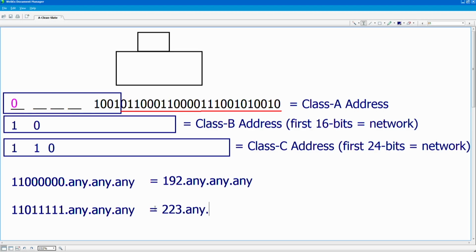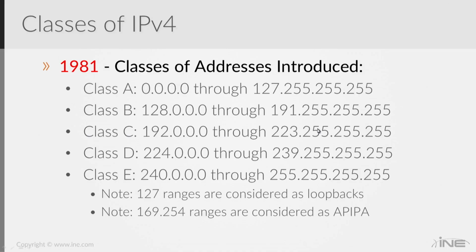And 223 dot anything. So this is your full range of class C networks. Anything that starts out with 110 in binary, or in dotted decimal, anything that falls within the range of 192 to 223. And that's what we see here.